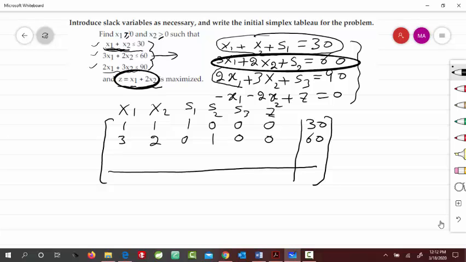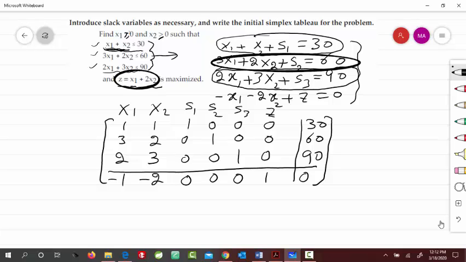The same way, from the third equation, the coefficients are 2, 3, 0, 0, 1, 0, and then 90. And from the last one, that is negative 1, negative 2, 0, 0, 0, 1, 0. And this matrix here is called the initial simplex table.